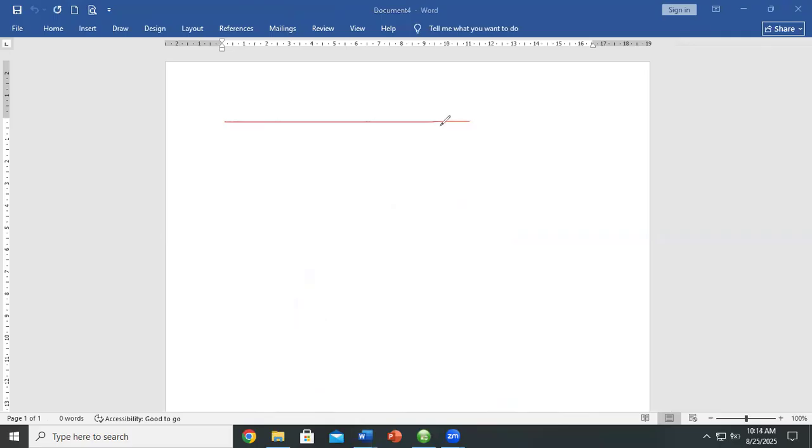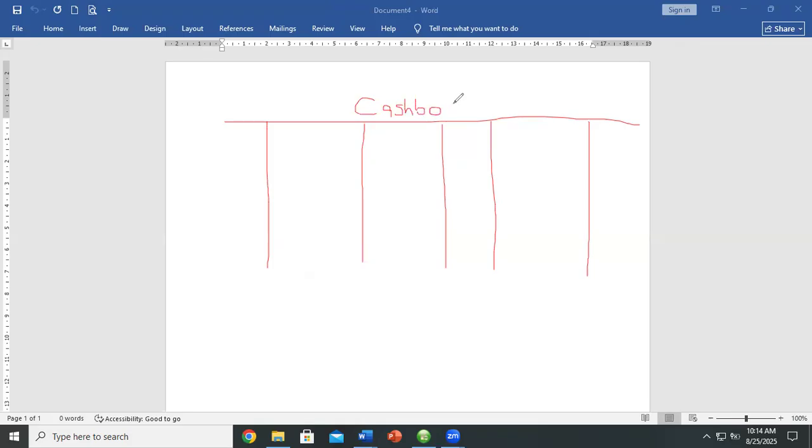So in your book, this is how your cash book would probably look, right? The debit side, the credit side. You have a column for date, details, and then the amount, right? And you do the same at the credit side: your date, details, and amount. So the title will be here, cash book.